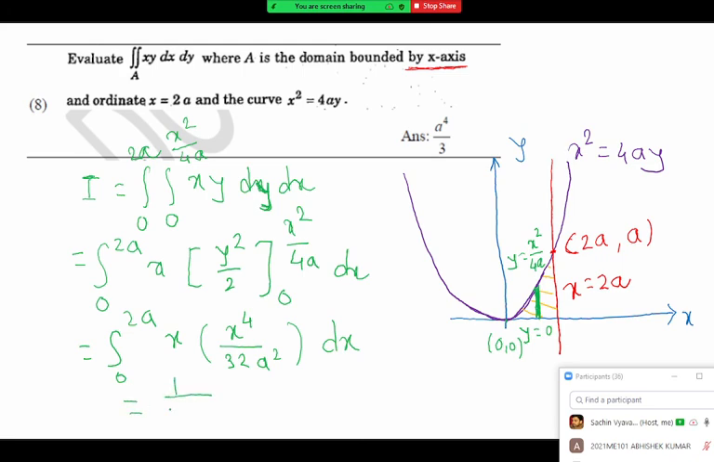So 1 by 32a square is there as it is, that is a constant. And what is the integration of the integrand here? It is x raised to 5, so x raised to 6 by 6. And now the last part is left, simplification and cancellation, and check whether you get that a raised to 4 by 3. We should check that. That's the final answer here.